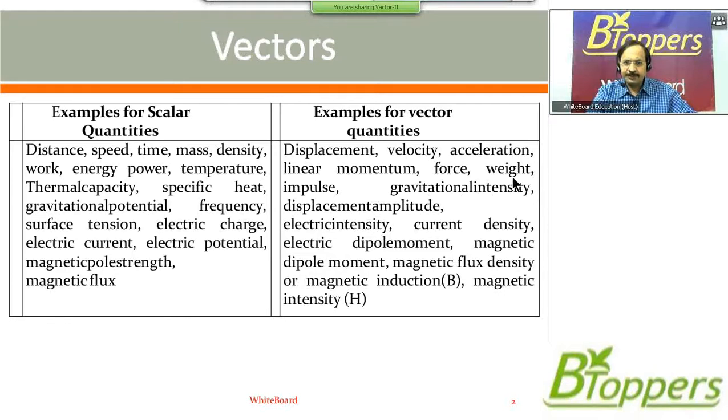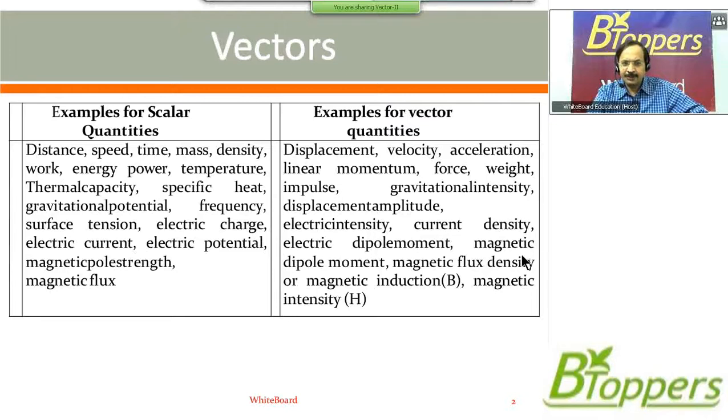And coming to the examples here for vector quantities, as I already told you, weight is a vector quantity, impulse is a vector quantity, gravitational intensity is a vector quantity. Those who want to make the notes, they can copy these examples. Displacement amplitude is a vector quantity. Electric intensity is a vector quantity. In general, potential is a scalar, intensity is a vector. Gravitational intensity is a vector, electric intensity is a vector, magnetic intensity is a vector.